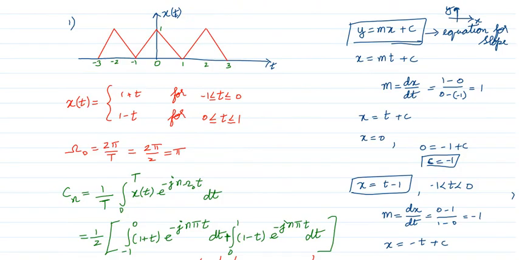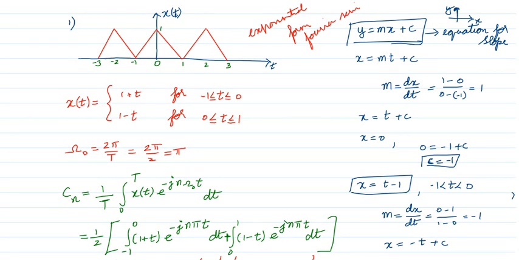Now this is the problem. In this problem we are going to find the Fourier series in exponential form. Exponential form Fourier series. That's the question, right? Okay, this triangle wave is given.